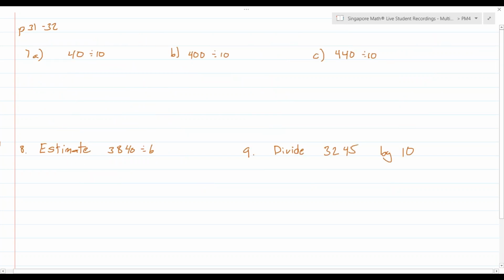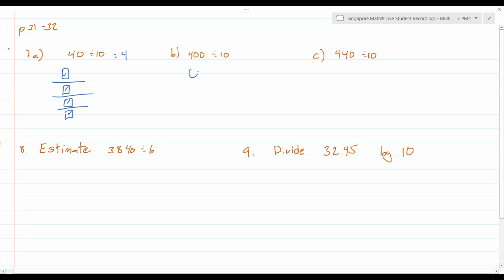Continuing on to page 31 and 32, they begin to do another process where we say, okay, what if we have 40 divided by 10? We've never divided by anything but a one-digit number. Now we're going to do division by 10. As always, we can start with that visually. 40 looks like this. If I divide it into groups of 10, how many groups do I have? I have 4 groups. 40 divided into tens is 4.